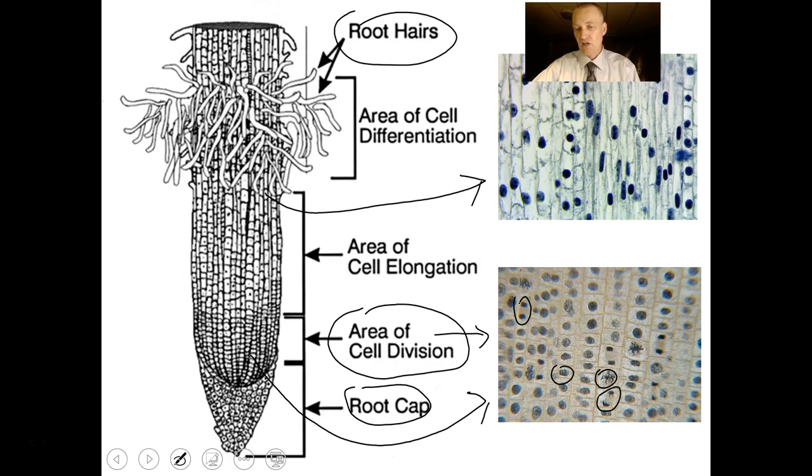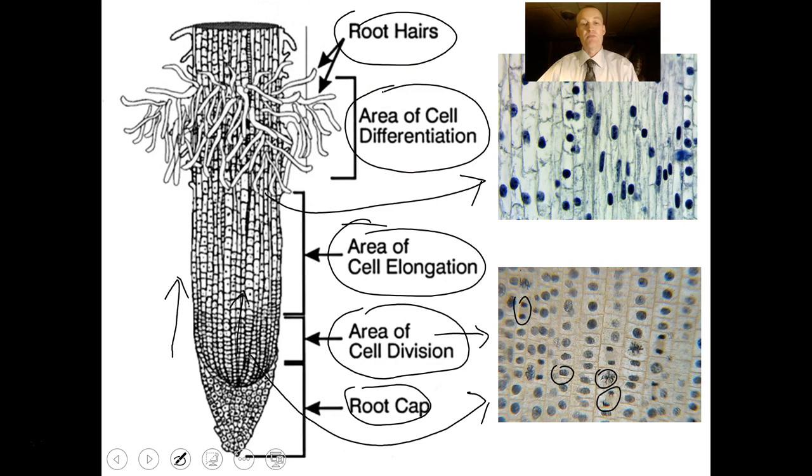As those cells migrate up from the area of cell division, they're pushed upwards to the area of elongation. And these are where the cells will fill with water, their cell walls will elongate and grow so they can grow longer. And then eventually they'll differentiate into specialized cells that will do different jobs for the root. Okay, so we have a little migration of cells as they go through these different areas. They go through division, elongation, and then eventually specialization or differentiation.